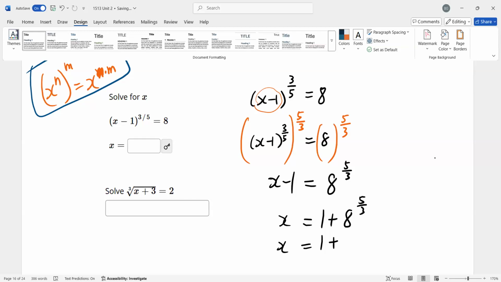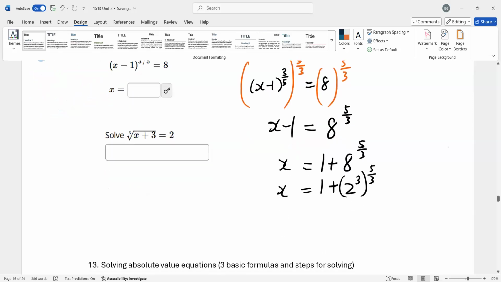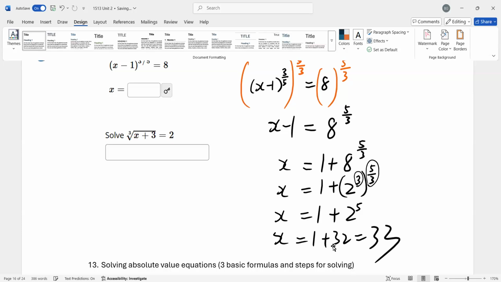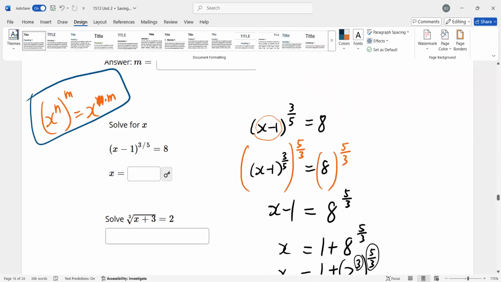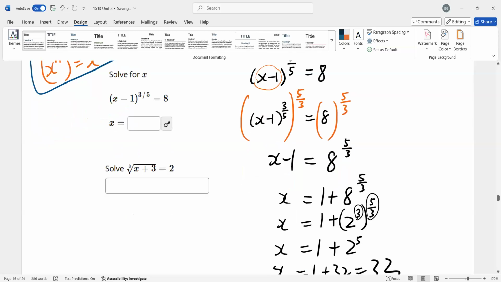We can write 8 as 2 cubed. And apply the power rule one more time. Keep the base 2. Multiply the two exponents, 3 times 5 over 3. The 2 threes cancel. We have 5 here. 2 to the power of 5 is 32, 2 times 2 times 2 times 2 times 2. So x is 33. And do we need to check the result?